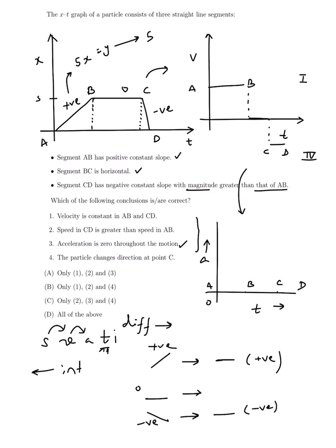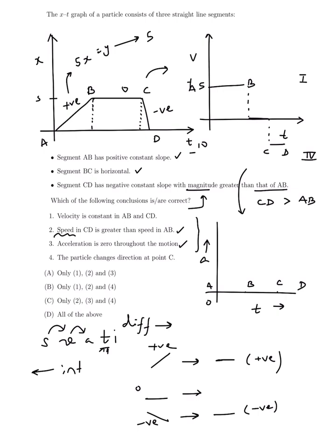Is this correct? This is where the constant slope with magnitude greater than that of AB comes in. When CD's slope is greater than AB, which means that if this is 5, this will be 10. Since we are only comparing the magnitude, the speed, not the velocity, it is greater. It's actually plus 5 and minus 10 for velocity. If they ask which one is higher, you would say plus 5 is higher, AB is higher. But since they're asking about speed, it's 10.